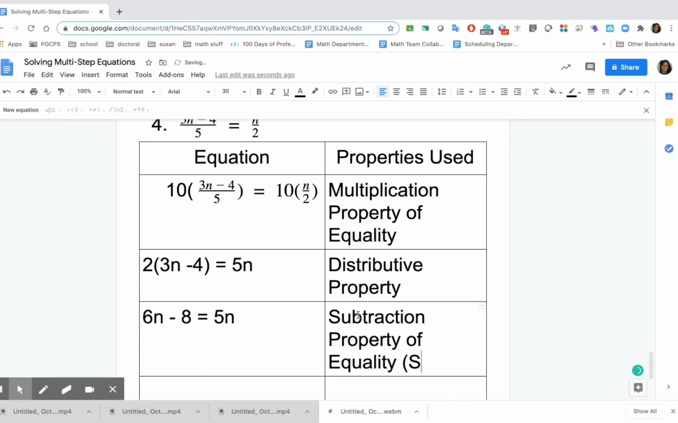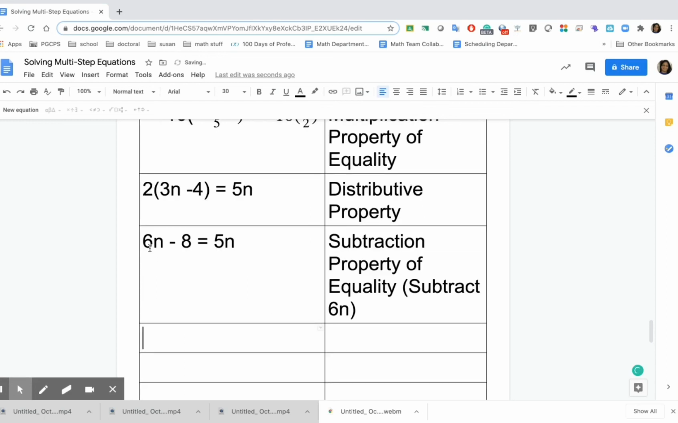Subtract 6n from the equation. So if we subtract 6n by 6n, the answer will be 0. So the left side will be negative 8. And the right side, 5n minus 6n, is negative n. Now we still have a negative in front of n.